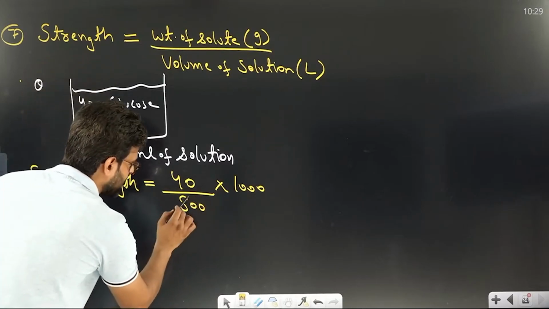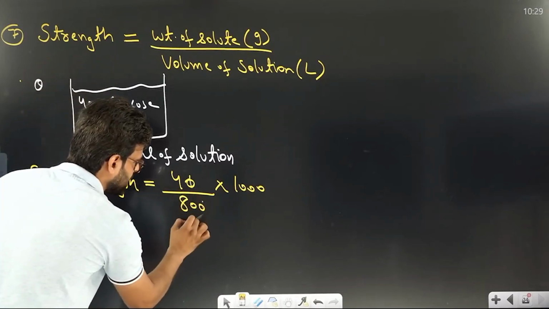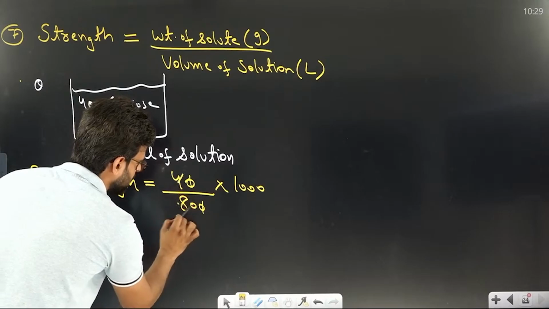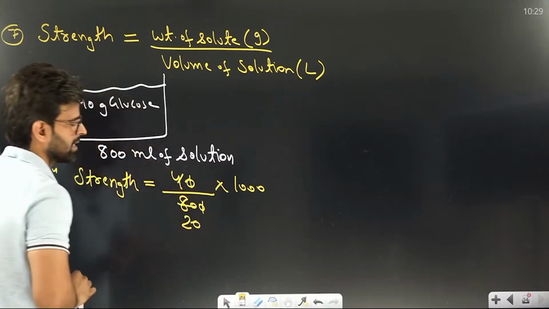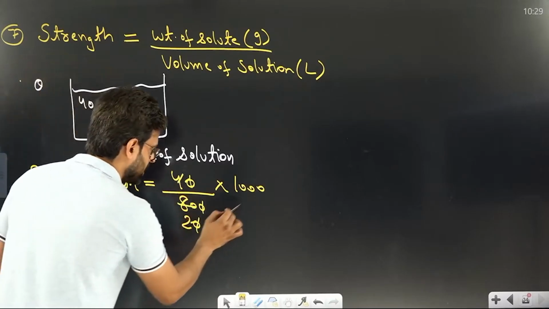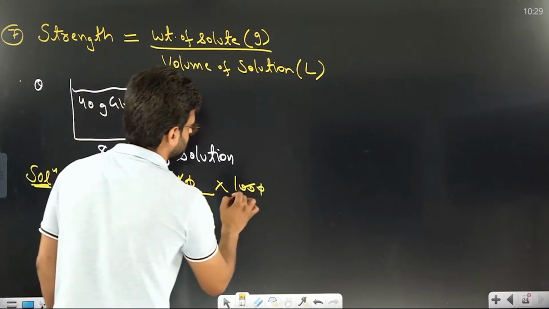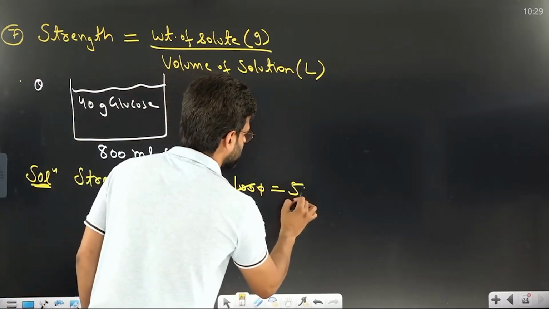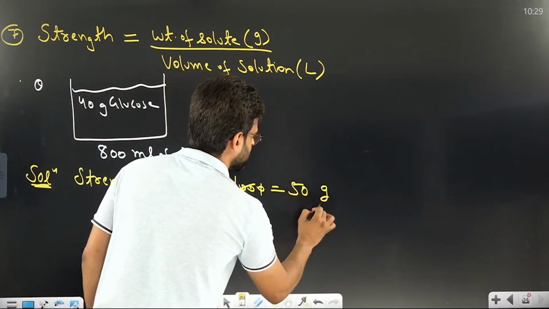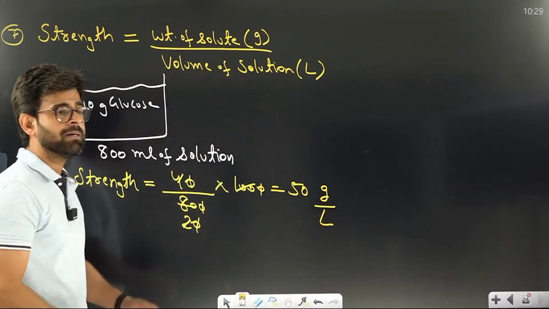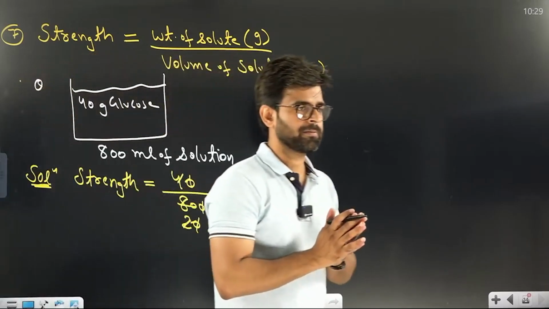If I cut it down, what is coming from here? 4 here, 20. We cut it down. How much is coming? 50. Yes, 50 gram per liter. Very good.